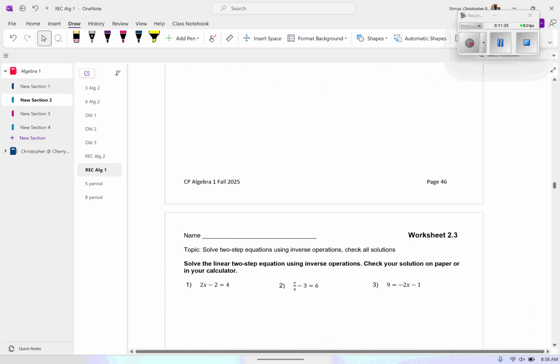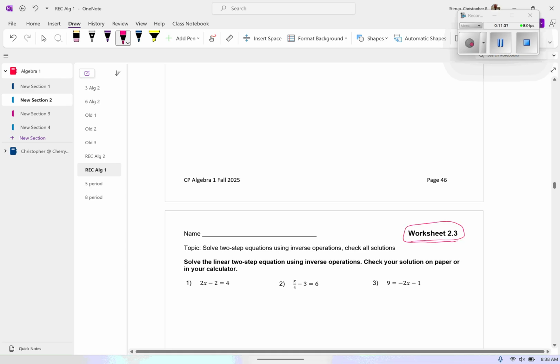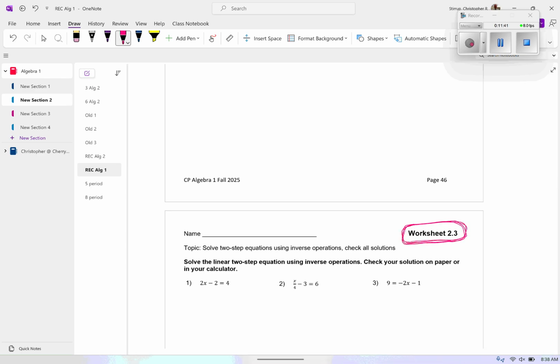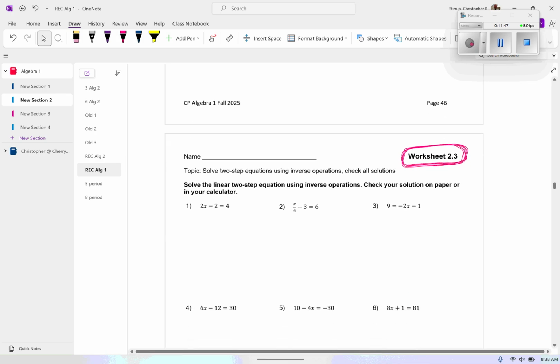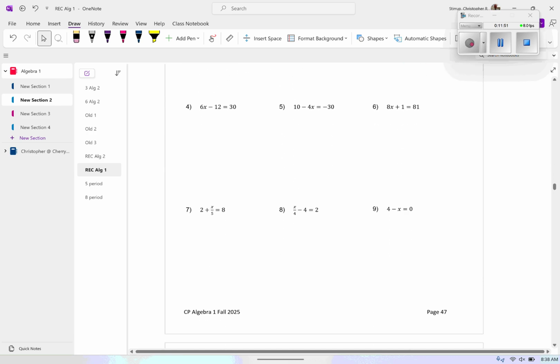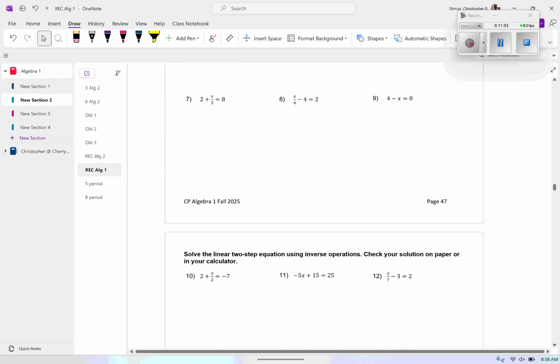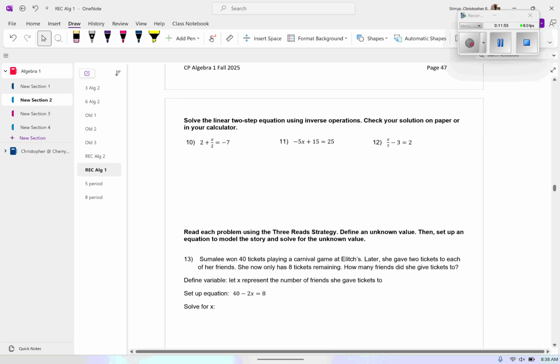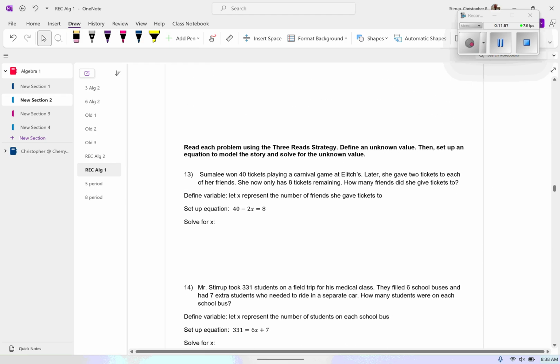All right. So why don't you guys work on worksheet 2.3? Next time we have class, we are going to have a quiz over these. So take a look at making sure you know how to do this. But worksheet 2.3 just looks like 1 and 2 step equations. And then you do have a word problem.